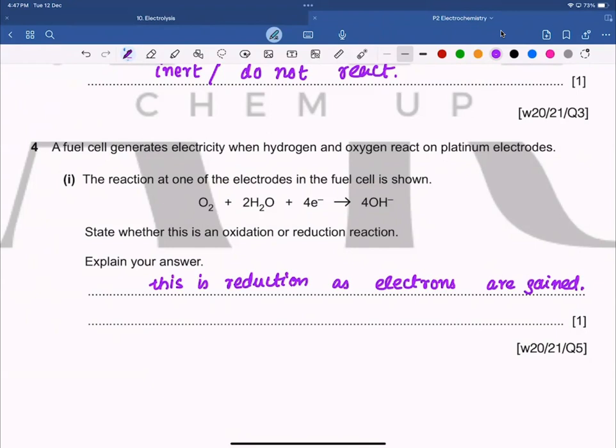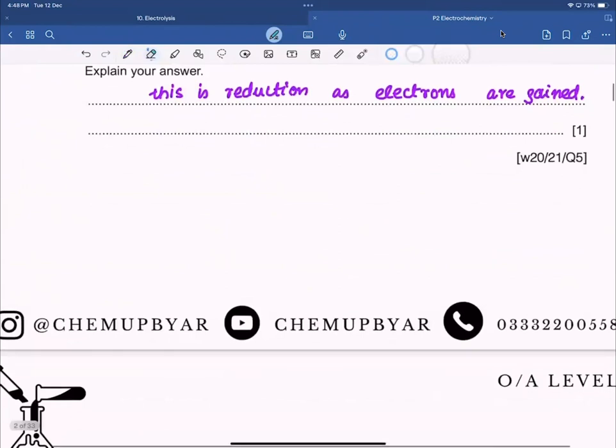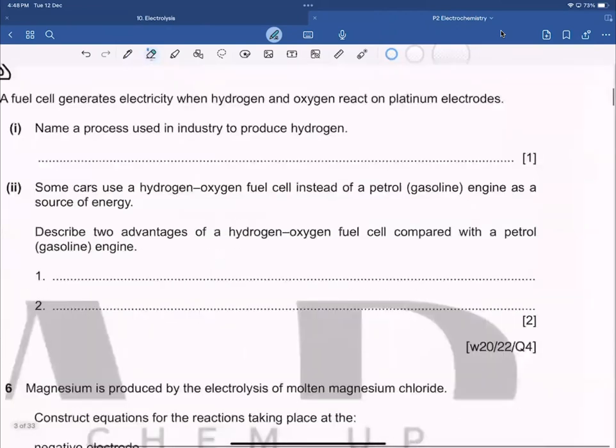And they have explained, if instead they didn't use this term and they say state whether this is an oxidation or reduction, you just have to write this is reduction or this is oxidation. That's it. But they have asked you to explain your answer, so we have to add the statement that electrons are being added or electrons are being lost, depending upon what you have identified, whether oxidation or reduction. Okay, is this clear to all of you? Yes. Okay.